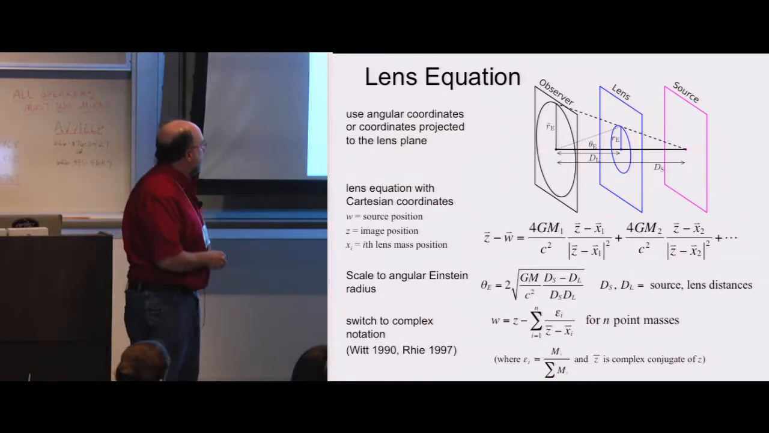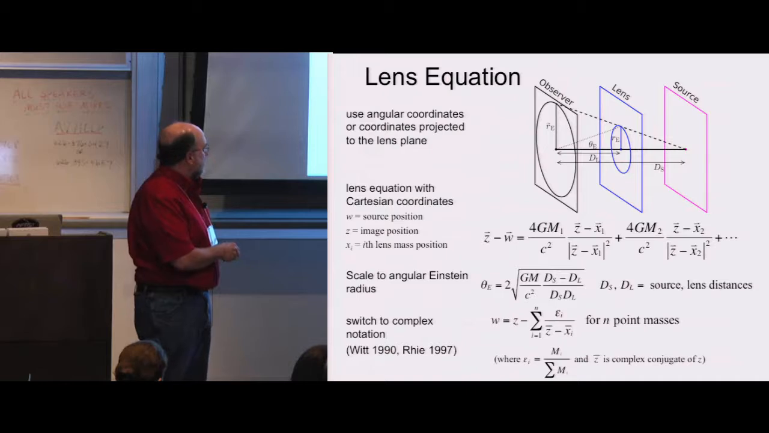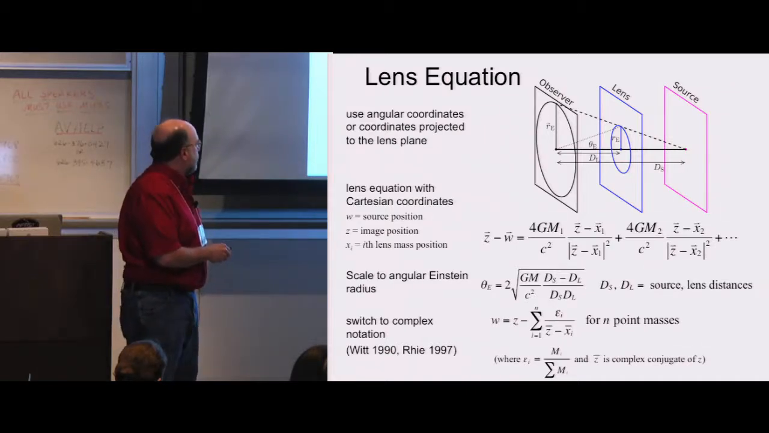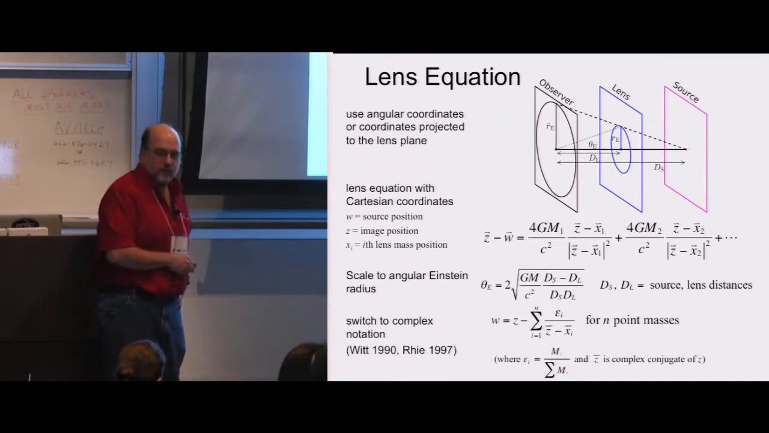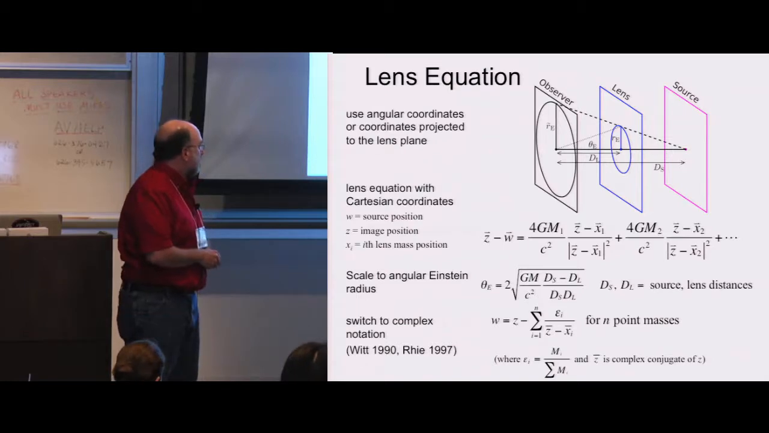Okay, to simplify the equation, we're going to divide out by the Einstein radius. We'll use the angular Einstein radius given by this formula. And so when you do that, you not only divide out by the Einstein radius, you also convert from Cartesian coordinates to the complex plane. And this makes all the algebra much simpler.